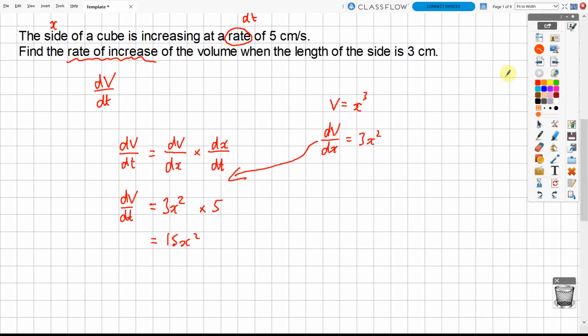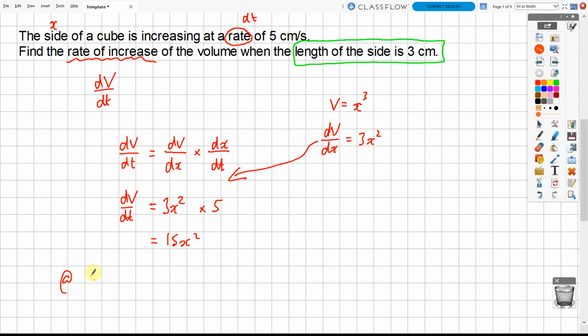Now, we've got this. We're interested in dV by dt when the length of the side is 3 centimetres. A lot of people fall into the trap of using this near the beginning of their working. I think they look at it, they think it's a nice easy number, they want to start somewhere easy, they start with the 3. A bad mistake. Leave this very simple looking statement until you're pretty much finished.